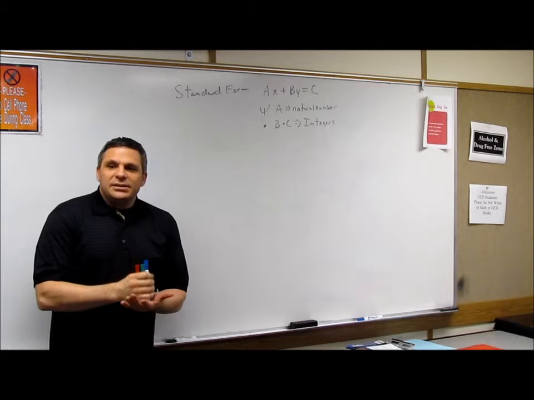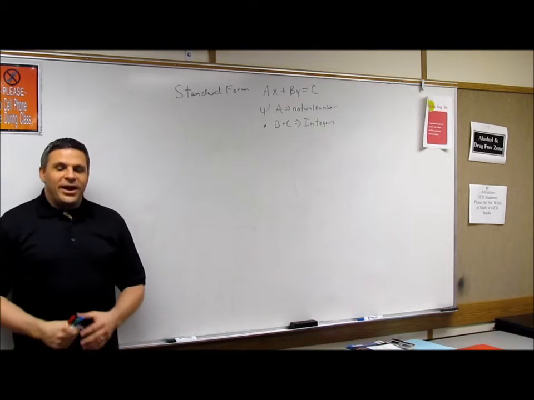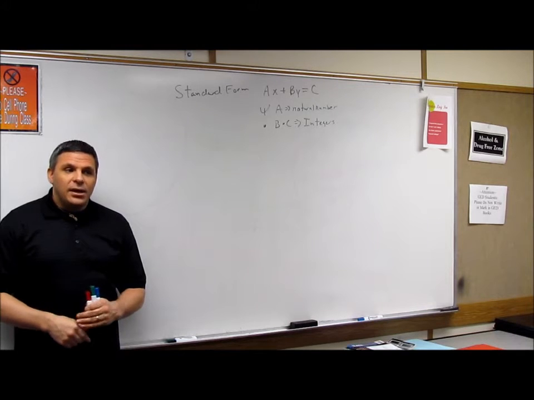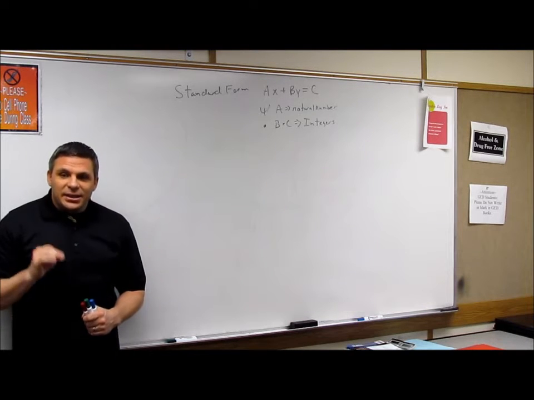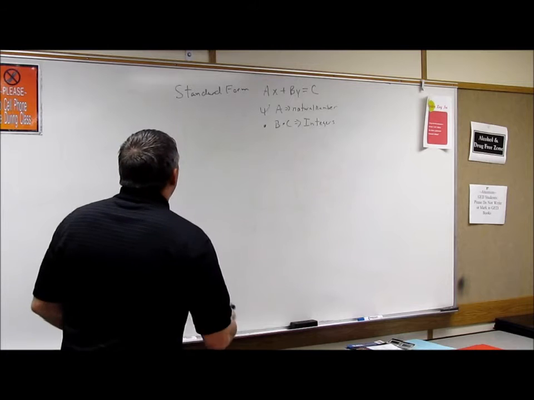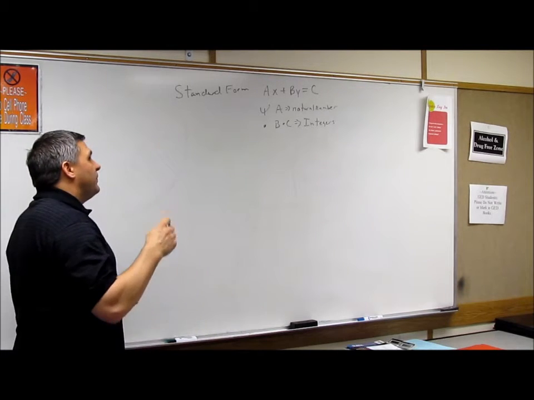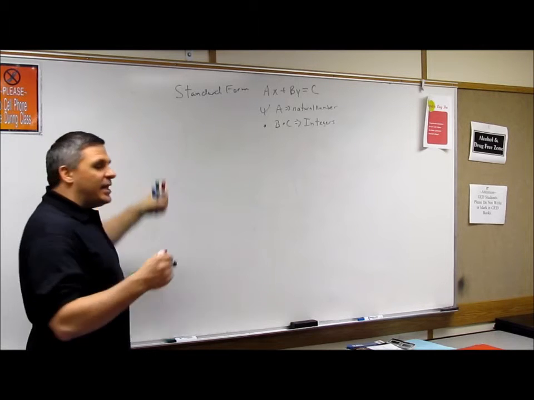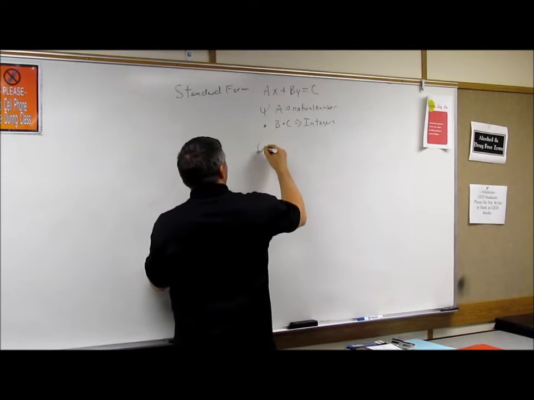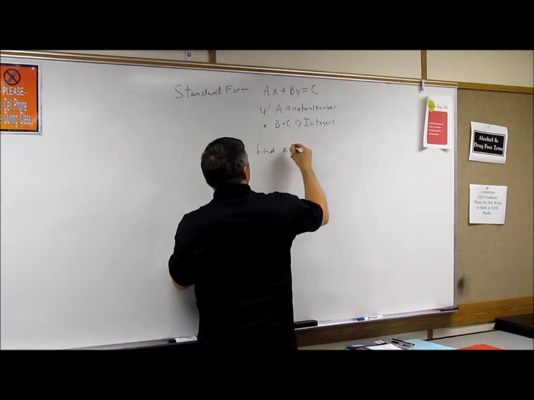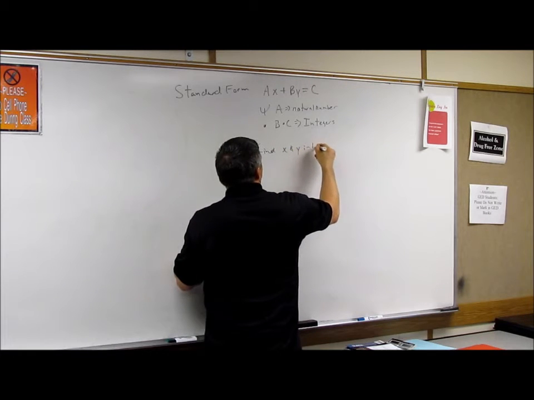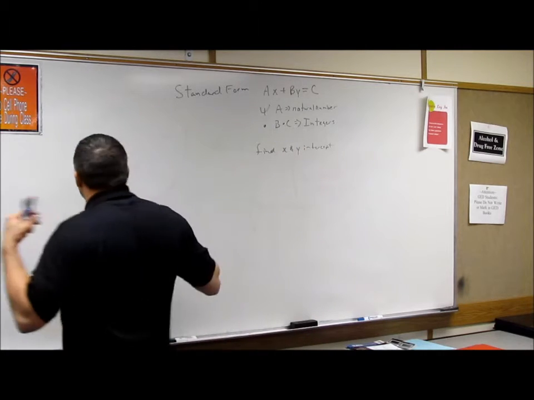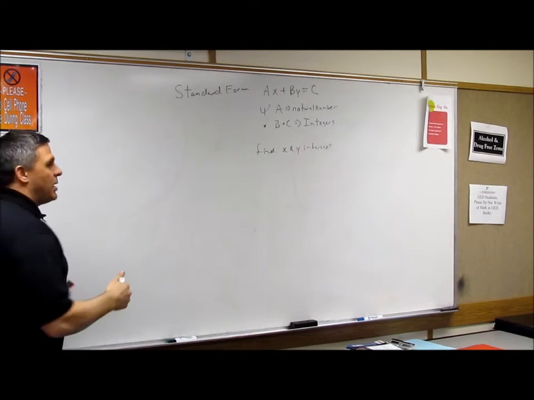Basically what it means is finding the x and y intercepts. So when I'm graphing standard form, I'm finding the x and y intercepts. What does that mean? Well, let's graph one, and I'll show you what I mean.